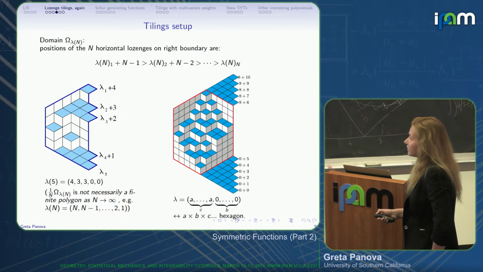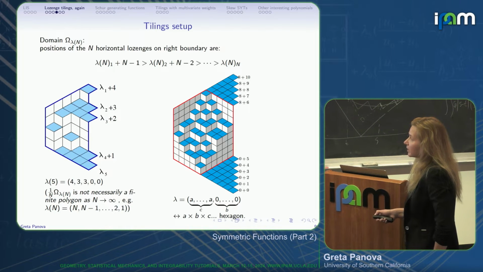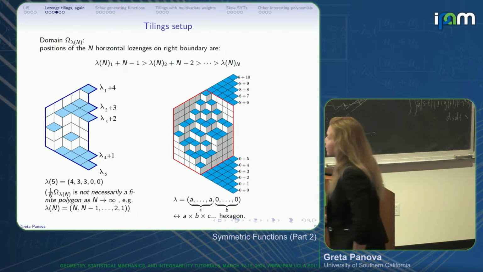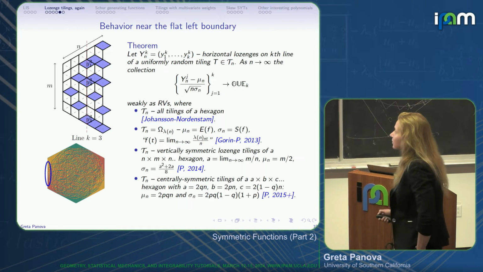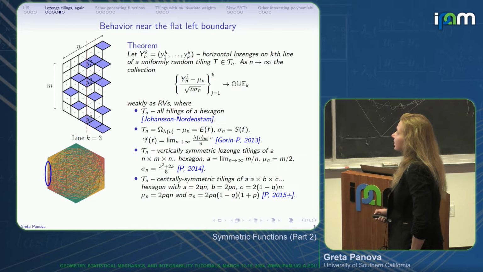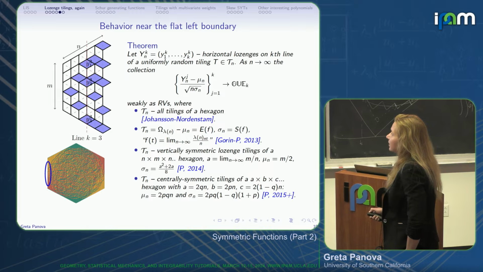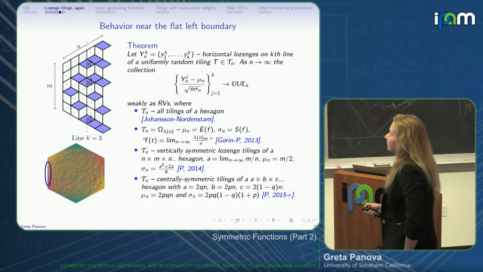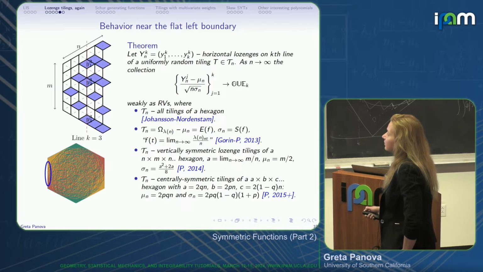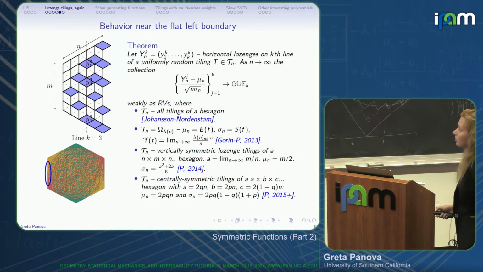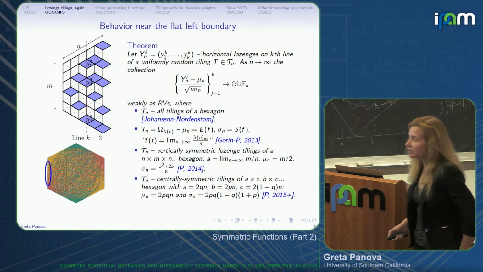So the real restriction is that we need a flat side somehow to make this, and otherwise it's actually not true. And so here are the statements. If we have tilings of the hexagon, if we have this boundary here, lambda converges to some limit function. We have this behavior if we have the centrally and vertically symmetric lozenge tilings, we can also say this.